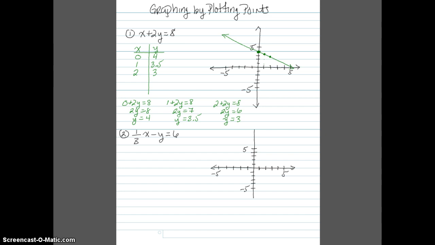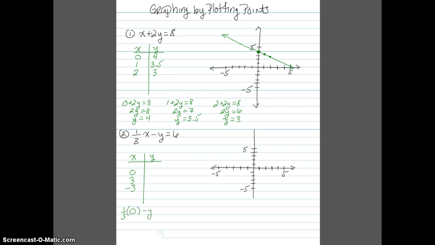Now for the second example, I see that I have a fraction for the coefficient of x, so I'm going to be careful about what I choose to plug in for x. I want to choose things that are divisible by 3, so that when I multiply by a third, I get an integer. Of course, the easiest thing to plug in is 0, so I'll start with that again. I'll also choose 3 and negative 3. I could also choose numbers like 6, 9, whatever's divisible by 3.